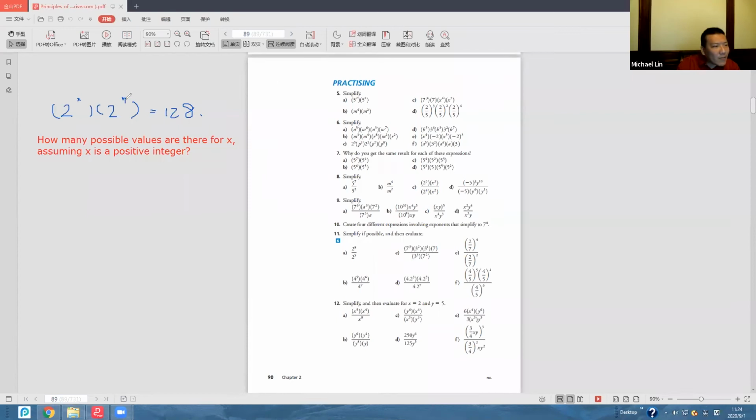Okay, guys, in case you can't read it, that's a 7. So 2 to the power of x times 2 to the power of 7 gives me 128. How many possible values for x are there?